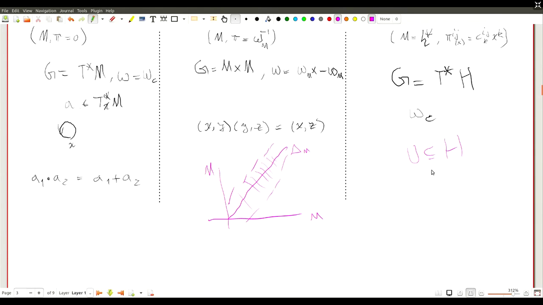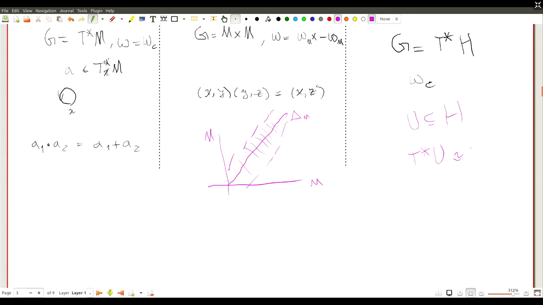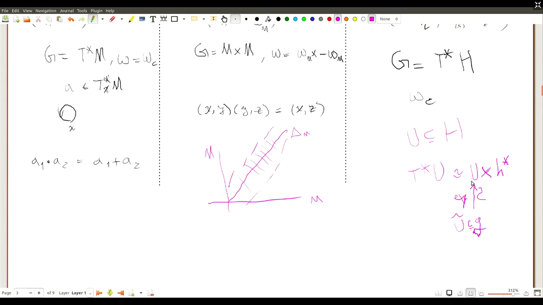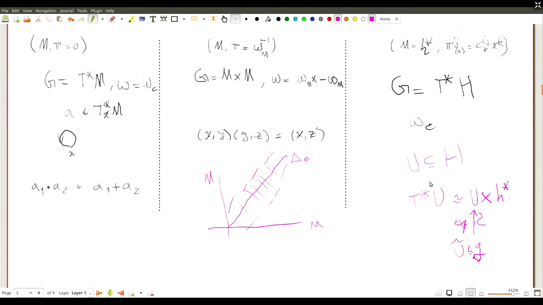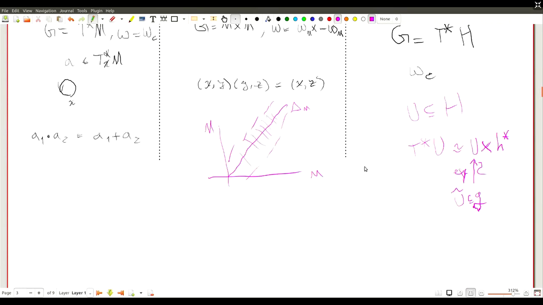And then you consider, instead of T star H, you consider T star U. Using multiplication, you can trivialize this to U times H star. And you can use the exponential, or the exponential goes in the other way. Exponential in the group H to get some neighborhood of the Lie algebra isomorphic to this other neighborhood. So I'm just saying that if you use exponential coordinates in this Lie group, you get the local groupoid picture. So, okay, I hope in these examples, at least, it's more or less made clear what these local symplectic groupoids are.